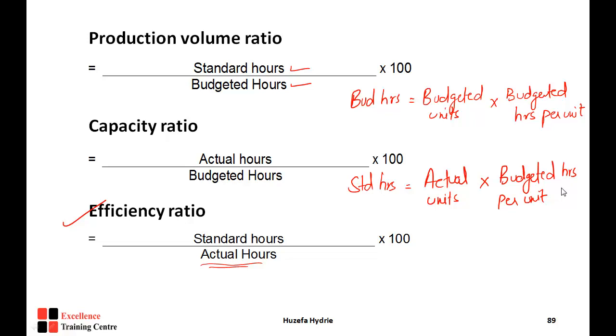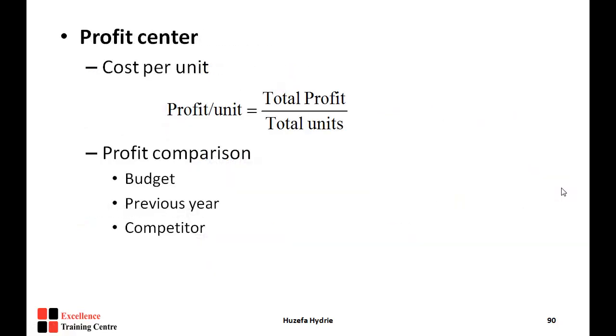Okay. Now, moving on further, the next center that we need to analyze the performance of is a profit center. So it's the same thing. It's not the cost per unit, it's a profit per unit over here. So that's profit per unit, and the formula is exactly similar to what we have studied in the cost per unit. So total profit, whatever you are having, you divide it by units to have the data that what profit is being made by one unit. What profit is being made by one single unit.